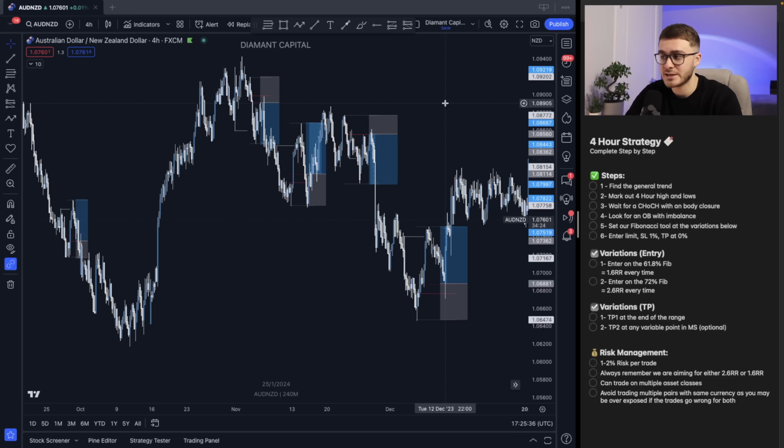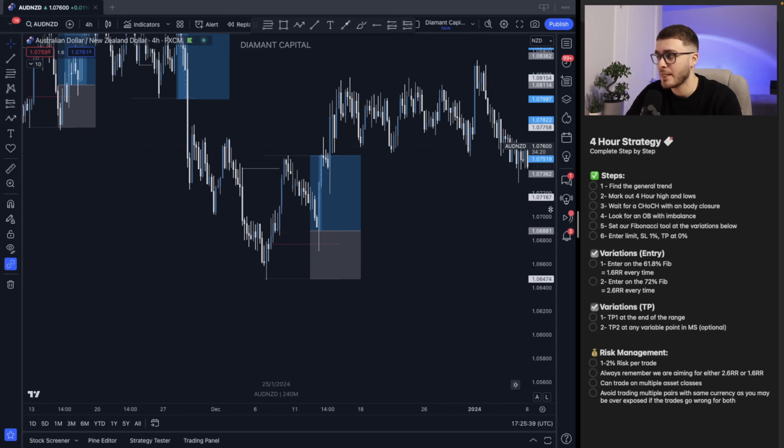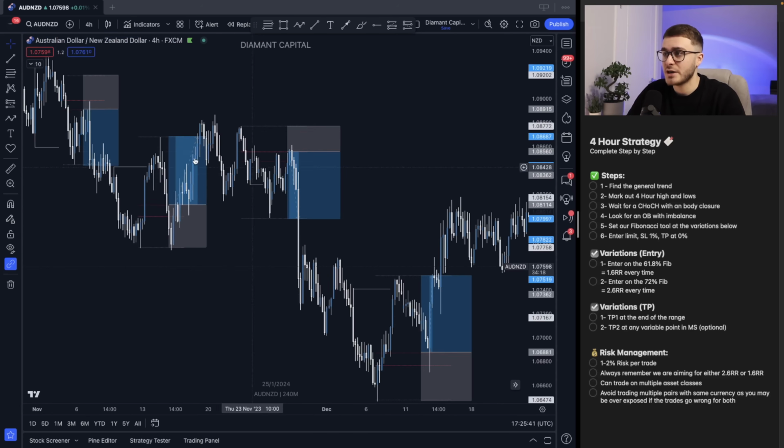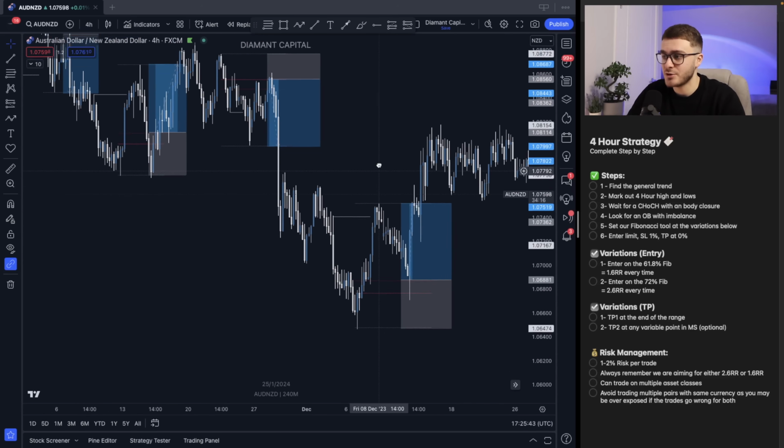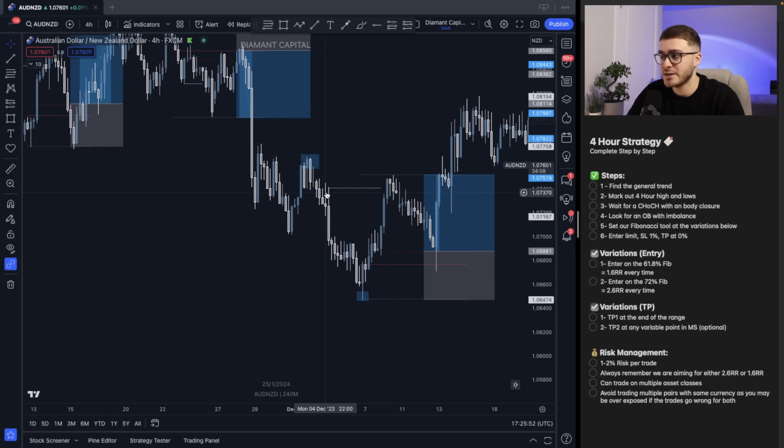Now, just going through some of these examples right here, what do I talk about? So let's go through them one by one of what I've got. Now, in general, as you can see, the trend was moving to the downside over here. We've marked out our highs and lows. As you can see, boom, this is a high, this is the low. And then now what we've actually created from this point onwards, that would be considered one of the highs.